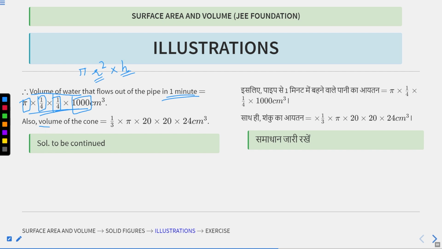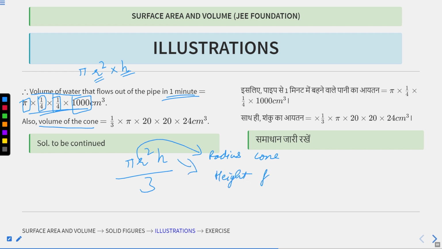Now the volume of the cone is pi r square h by 3, where r is the radius of the cone and h is the height of the cone. Pi is my constant, and 3 is also my constant.